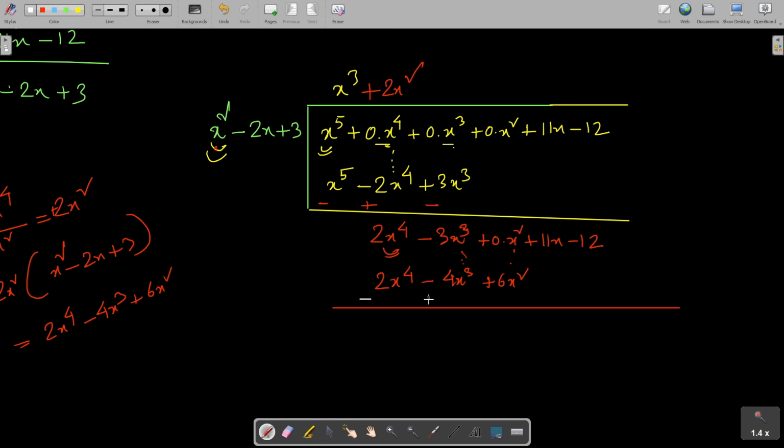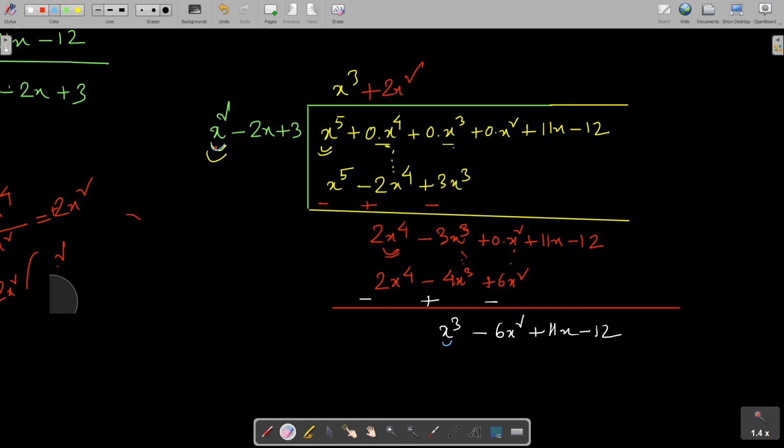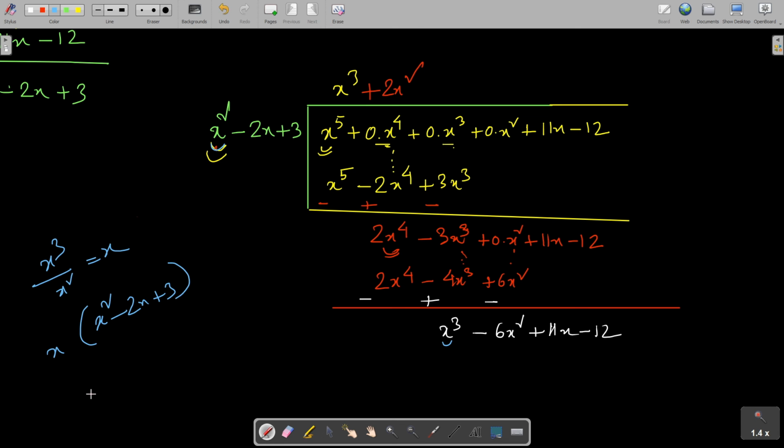Sign will change, it will become minus plus minus. 2x to the power 4 minus 2x to the power 4 is 0. Minus 3 plus 4 is plus 1. So it will become x cubed. 0 minus 6, it will become minus 6x squared plus 11x minus 12. Again, same steps we're going to follow. We'll take the first term from here, first term over here. Let me erase this part. So it will be x cubed divided by x squared, it will be simply x. Then we'll multiply x with the divisor. What we'll get? We'll get x cubed minus 2x squared plus 3x. So first we'll have to write this plus this value x.